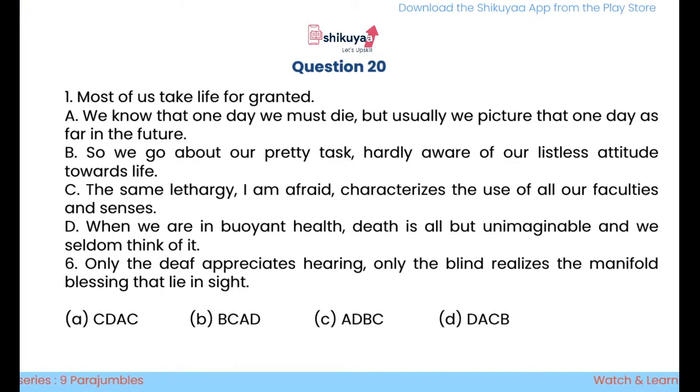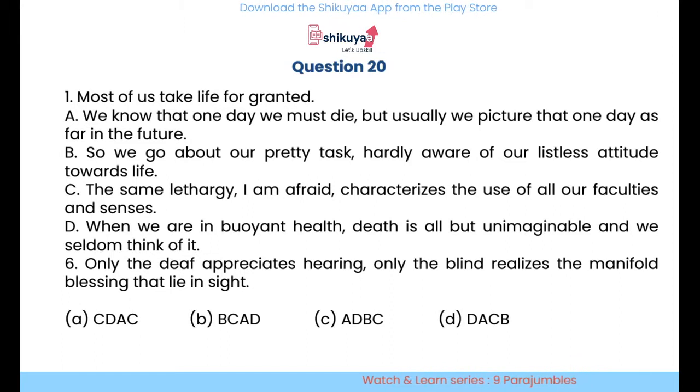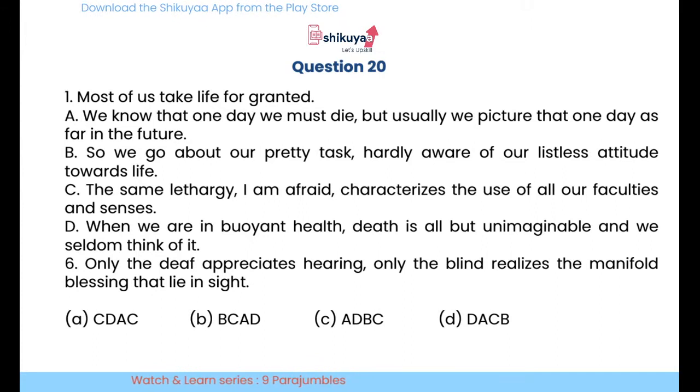So the opening sentence can be, if you have read the given sentences carefully, A. Most of us take life for granted. We know that one day we must die, but usually we picture that one day as far in the future. We have to really take our life seriously. So that is the reason. A sentence is the reason for the given sentence here. So if you see in the options, that is C. In C it says it is an opening sentence. Let us cross check once again.